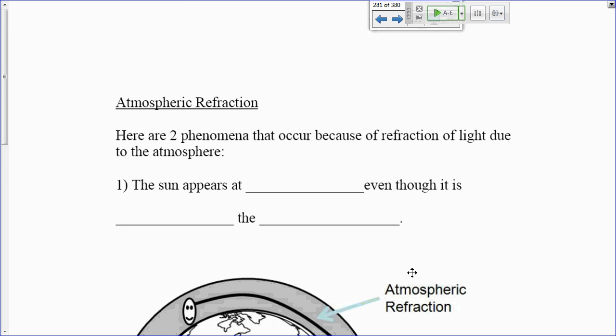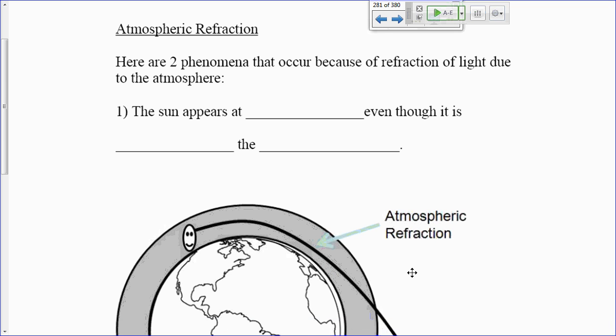All right, let's look at a couple of different phenomena that occur because of refraction by the atmosphere. There are two things that we'll look at. First is just sort of when sunset occurs, and then the second thing will be mirages. That might take us up to the end, we'll see. So there are two phenomena.